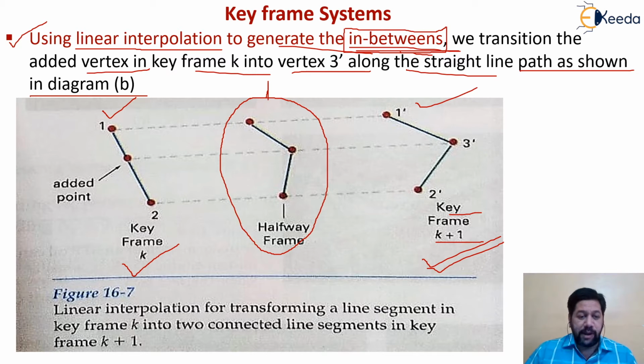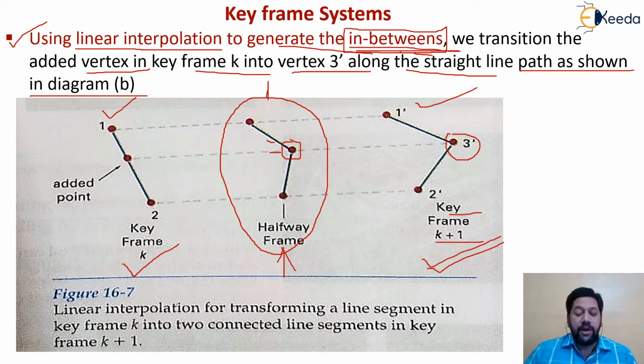So halfway, this is my added point. Initially I have only this and this point, so I'm adding one point. This added point is now moving. You can find it here. It is moved to this, and then it has moved to this as C dash. So by adding one point, it cannot be converted directly to this point, but in between it is. So I have to add this frame.